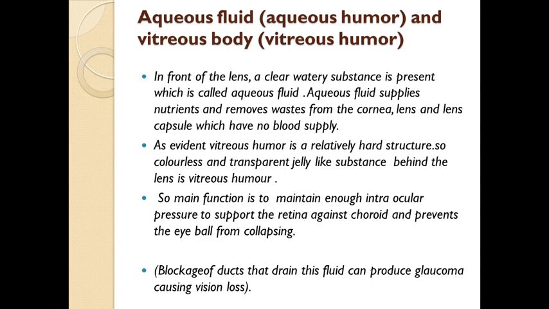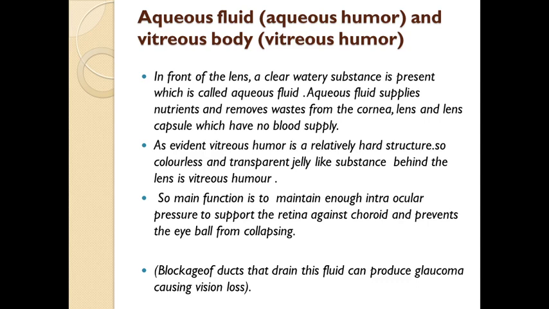Then, as evident, the vitreous humor is a relatively hard structure. The colorless and transparent jelly-like substance behind the lens is the vitreous humor. It's a relatively hard structure because it is a semi-solid. Its main function is to maintain enough intraocular pressure to support the retina against the choroid and also to prevent the eyeball from collapsing. So they are the two main functions of the vitreous body.